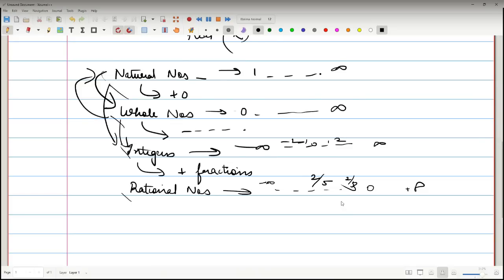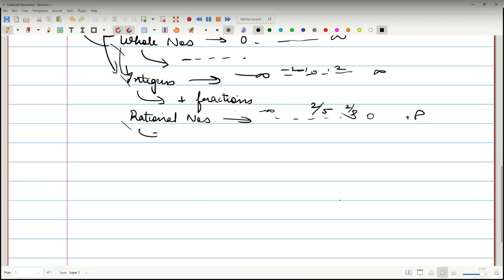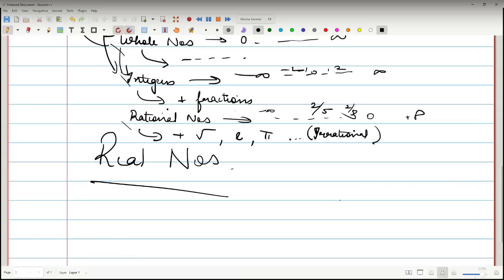Good? Now I included things like square roots, I included e, I included pi, and some decimal-like things. These things are known as irrational numbers. But when I include them in the rational numbers, it becomes real numbers. So real numbers is the biggest of all of them, right?